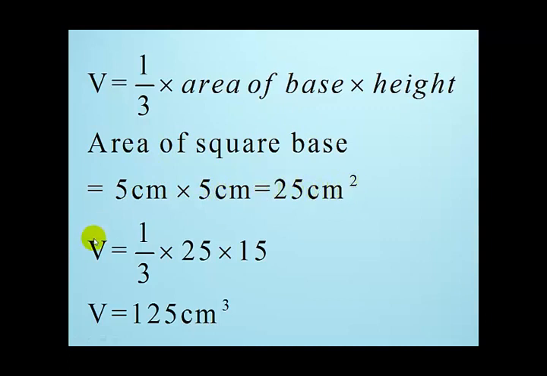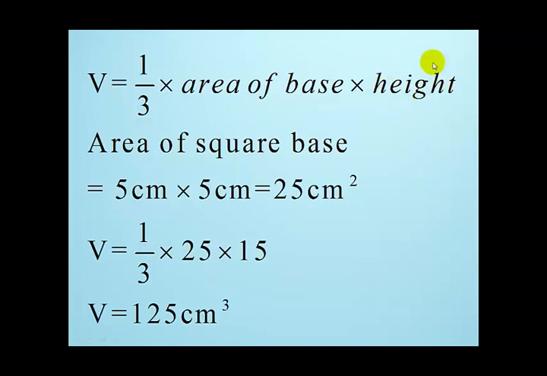Now the volume is equal to 1 over 3 times area of the base, and the area of the base has now given us 25 centimeters square. So the volume is equal to 1 over 3 times 25 times 15, where 15 is the height.